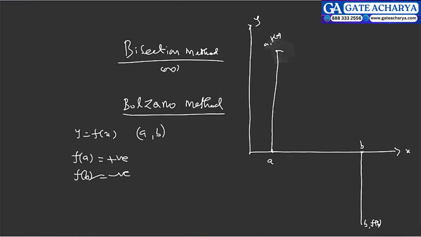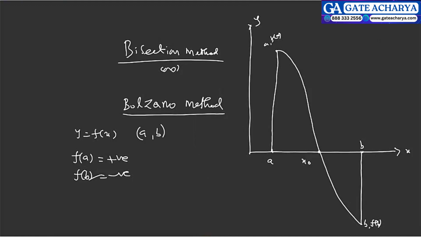That curve lies between f of a and f of b. Where it meets the x-axis here, we fix that point. This point is called x naught. Up to this level, it is the intermediate value theorem, right? The intermediate value theorem.